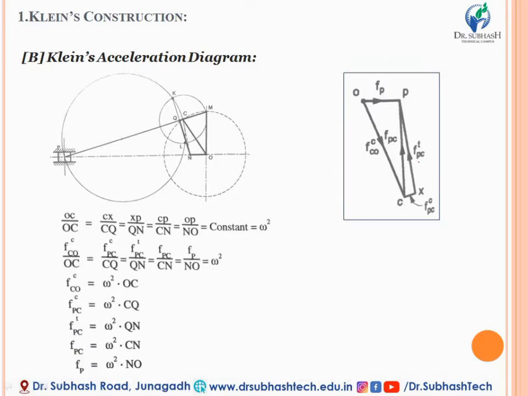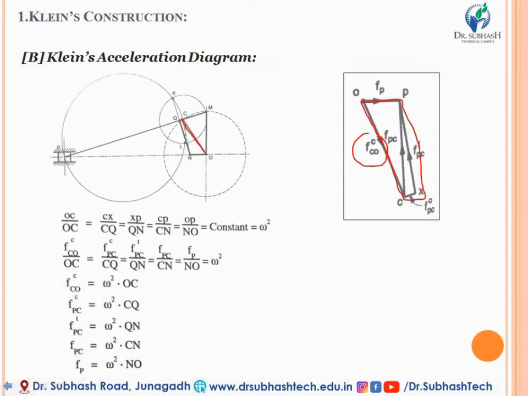Now concentrate on the diagram drawn through the relative acceleration method, OCXP. Focus on this acceleration diagram, in which the small oc represents f_CO, which is parallel to line OC, that means this line.